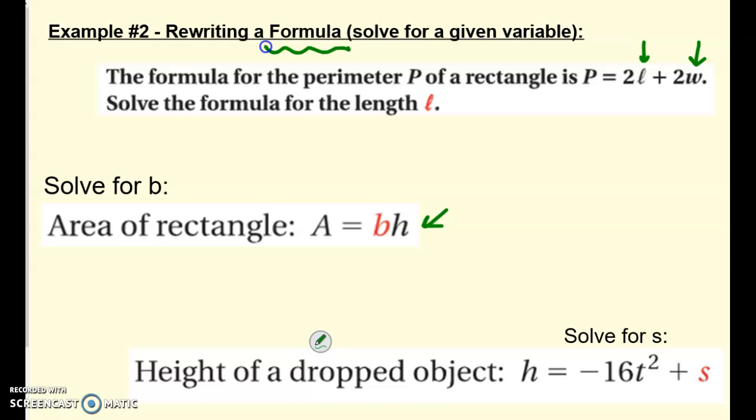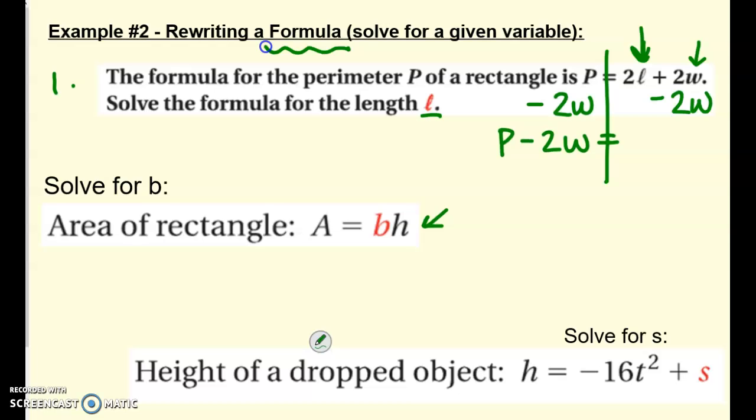Okay, so if I go back up to this example number 1, perimeter of a rectangle, it says solve for L, solve for the length. So this is the variable I'm trying to get by itself. So let's cancel out or move over the 2w, right? Inverse operations, whatever I do to one side, I have to do to the other side. Rewrite it.